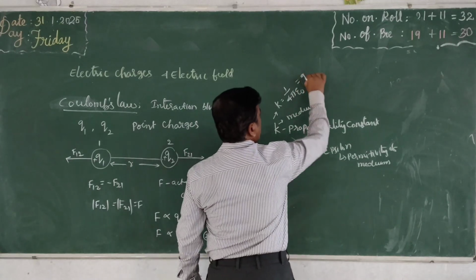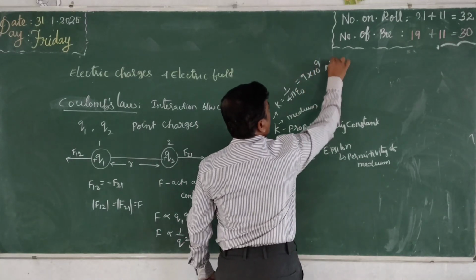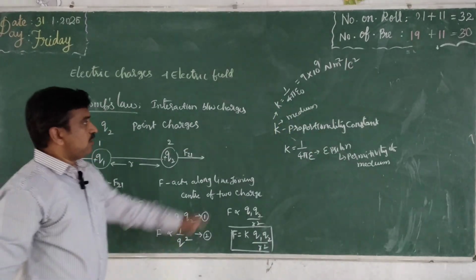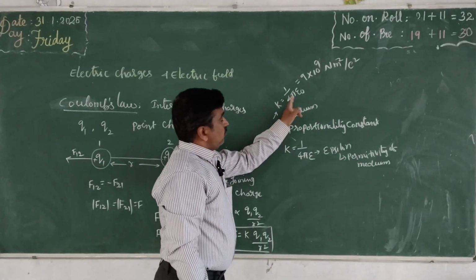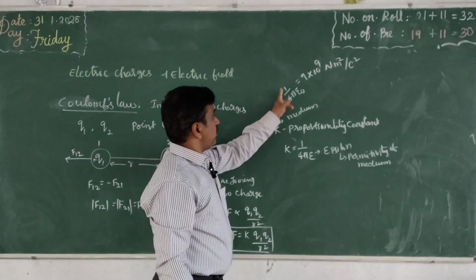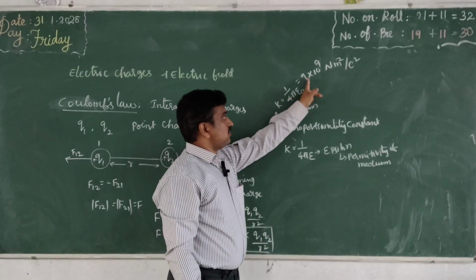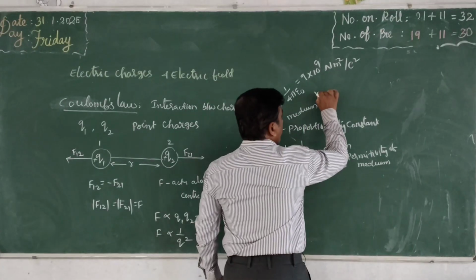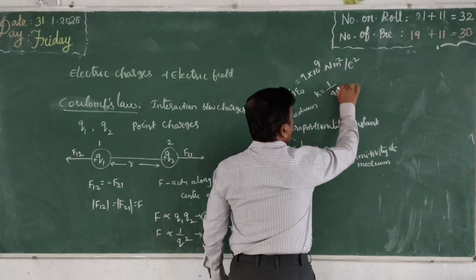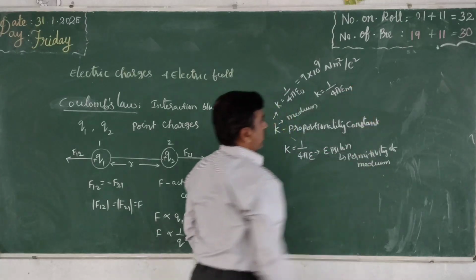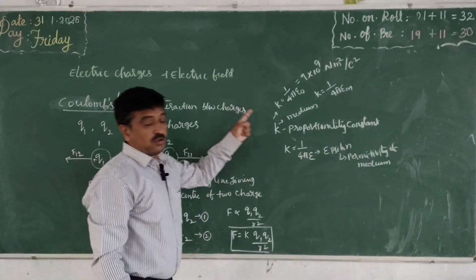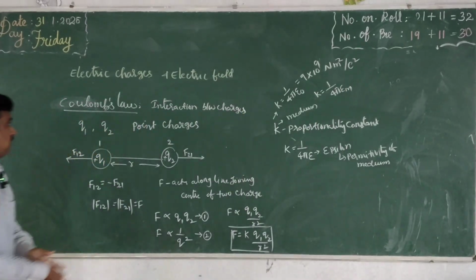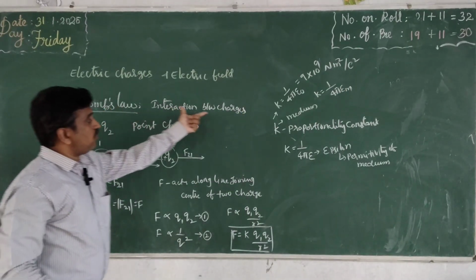This value is 9 into 10 power 9 Newton meter square per coulomb square. This is the k value in free space, 1 by 4 pi epsilon naught, which is 9 into 10 power 9 Newton meter square per coulomb square. For a medium, other than free space or vacuum, we can write k equal to 1 by 4 pi epsilon m.